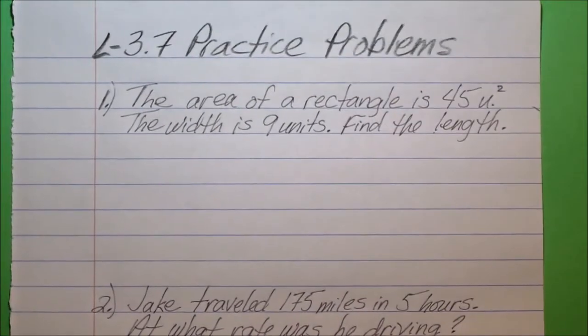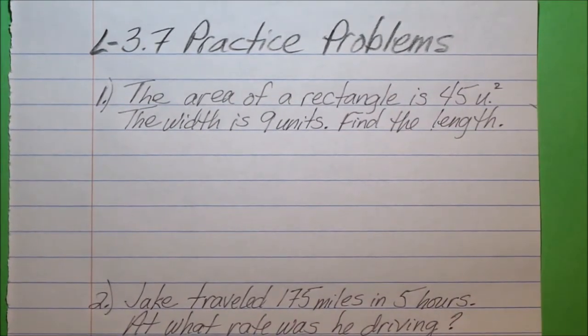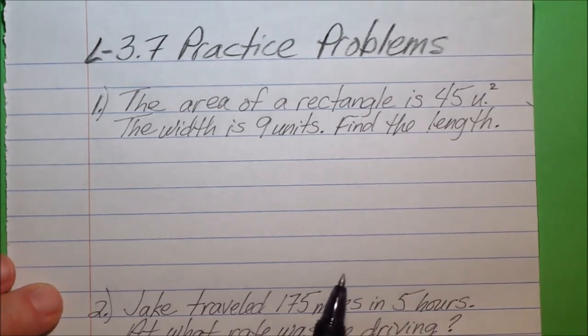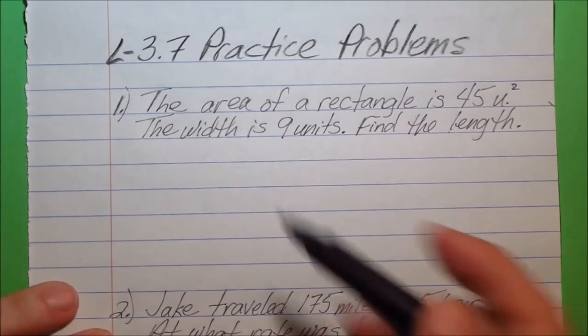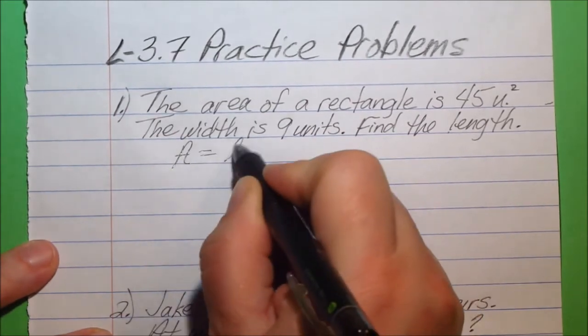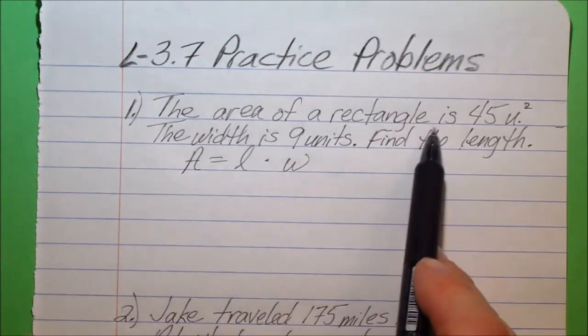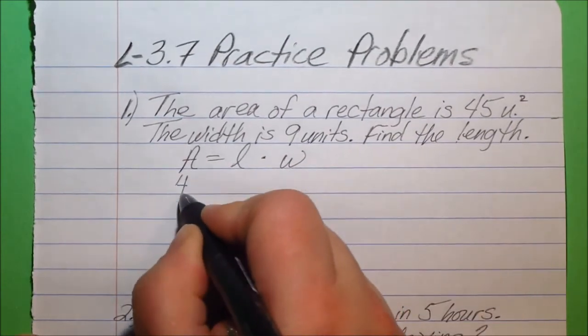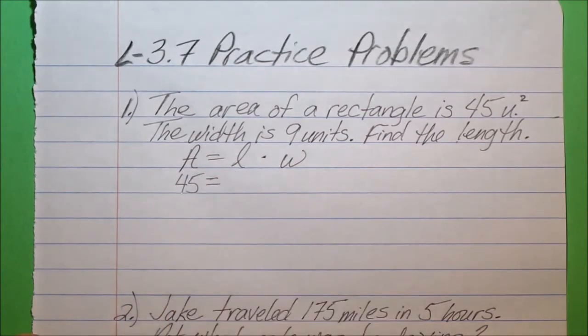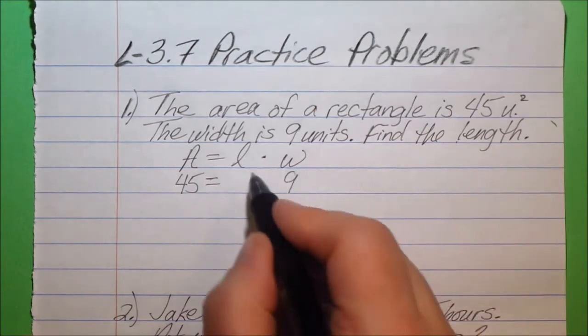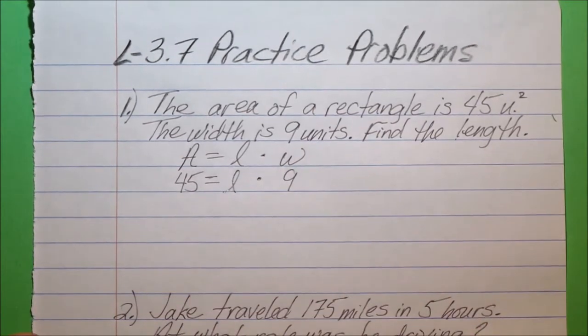All right, here's how we work out these problems. Remember our steps. Step 1 is to write the formula. It says the area of a rectangle, so I know the formula I need is the area of a rectangle. So that is A equals length times width. Step 2 is to plug in any known values. It's telling me that the area is 45 units squared, so I'm going to put 45 under A for area. Keep my equal signs lined up. It tells me the width is 9 units. It doesn't tell me what the length is. That's what I have to find. So I'll bring down that part of the equation.